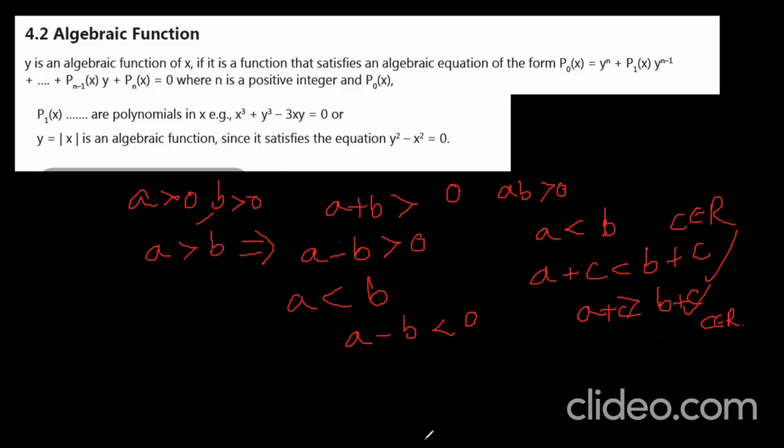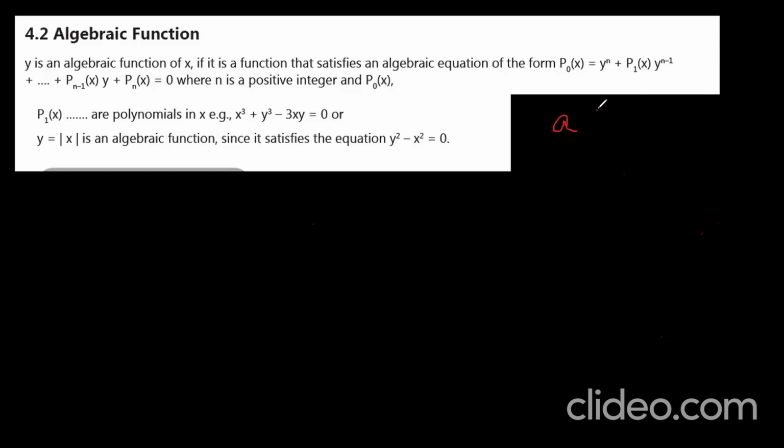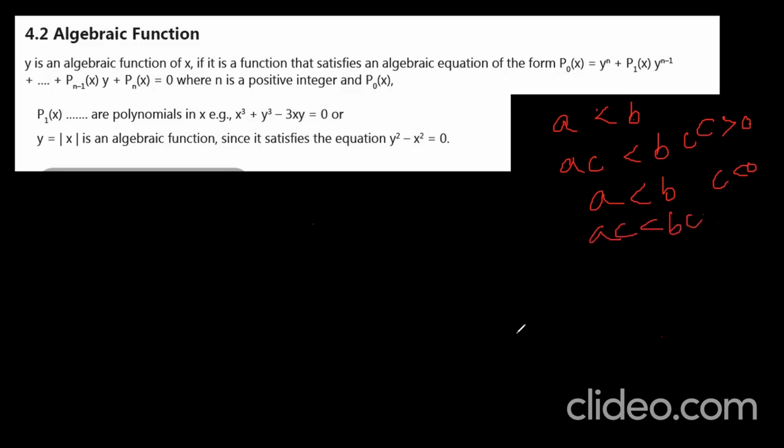And the other one is a less than b. Here, these are the main things you have to observe. a less than b I am taking. If c is greater than 0, then no doubt ac is less than bc. Okay. And a greater than b, c greater than 0. If I take a less than b, c less than 0, the same thing you will get.